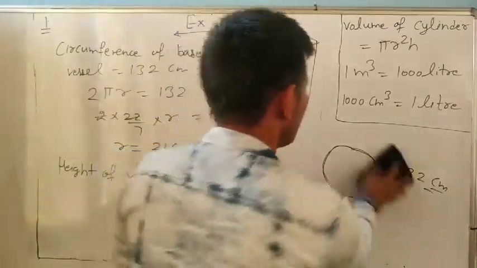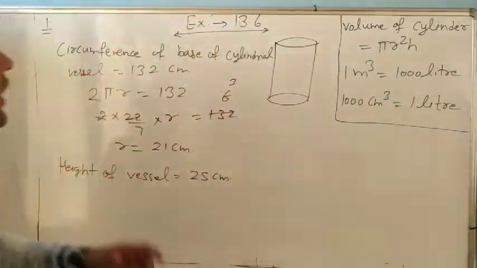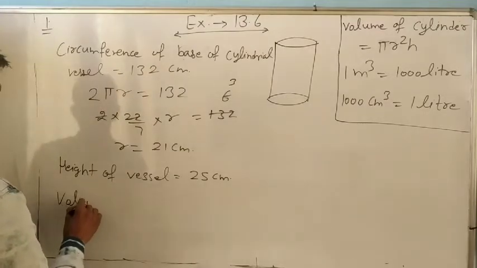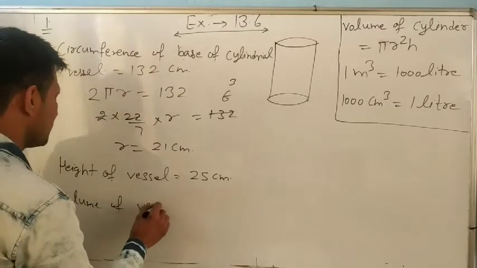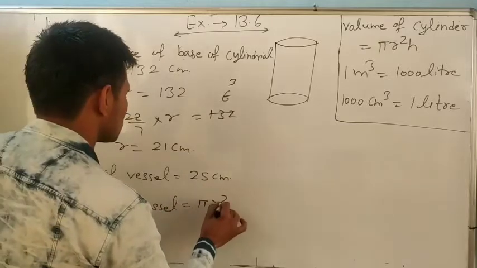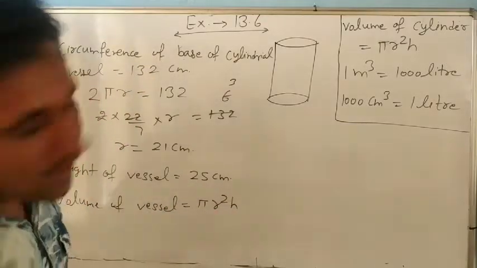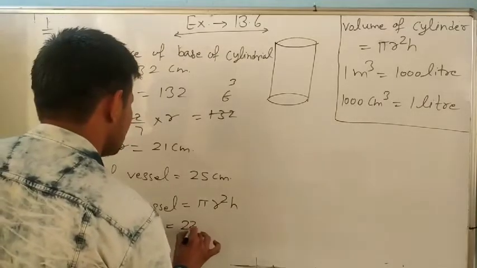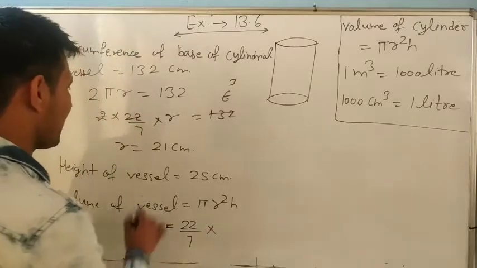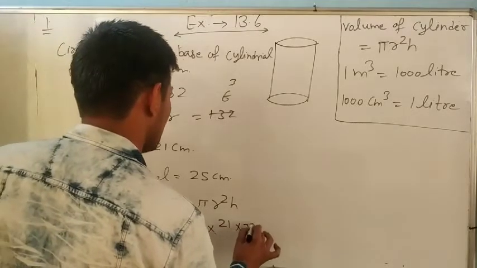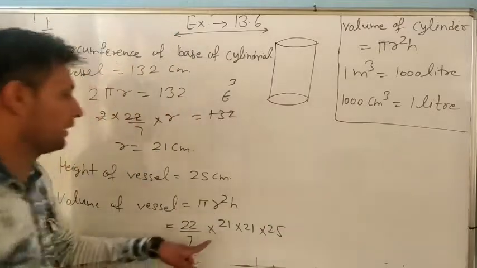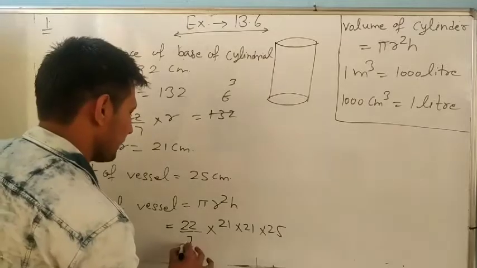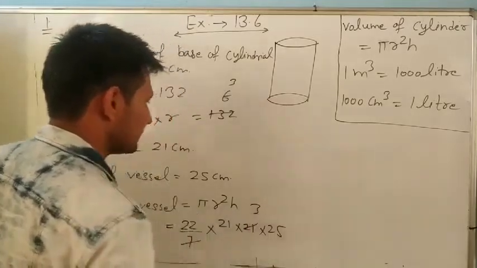Now we have to find how much water it can hold, so it means we have to find the volume. So write: volume of vessel equals pi r square into h. Everyone knows what the pi value is, 22 by 7. R is 21, multiply 21 into 25. Tables are very important. We will multiply 22 by 7, 21 by 7 is 3.